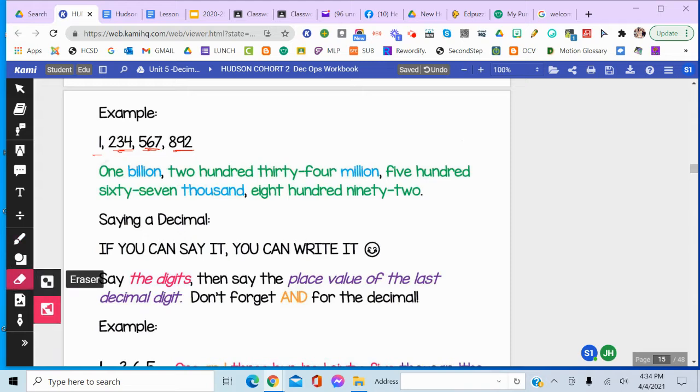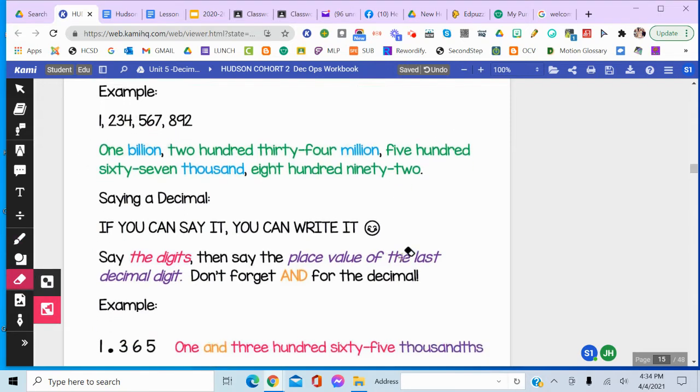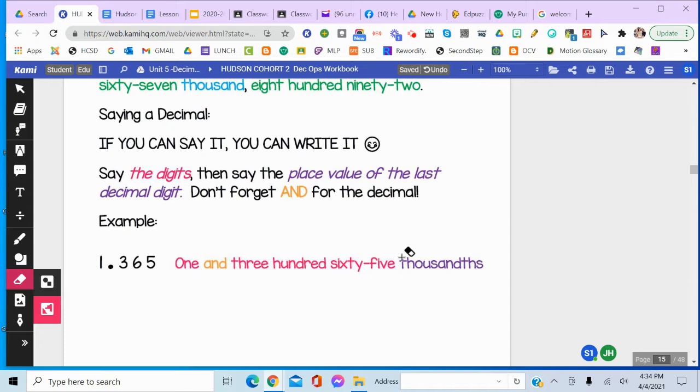Okay, so let's more importantly talk about what happens when we have decimals. Kids really struggle with how to pronounce the decimal side. So my motto is, if you can say it, you can write it. You say the digits, so you don't even look at that decimal point. You just pretend that it's not even there. You say the number as it would be, and then the end is the place value of the last decimal digit. And then don't forget "and" for the decimal point.